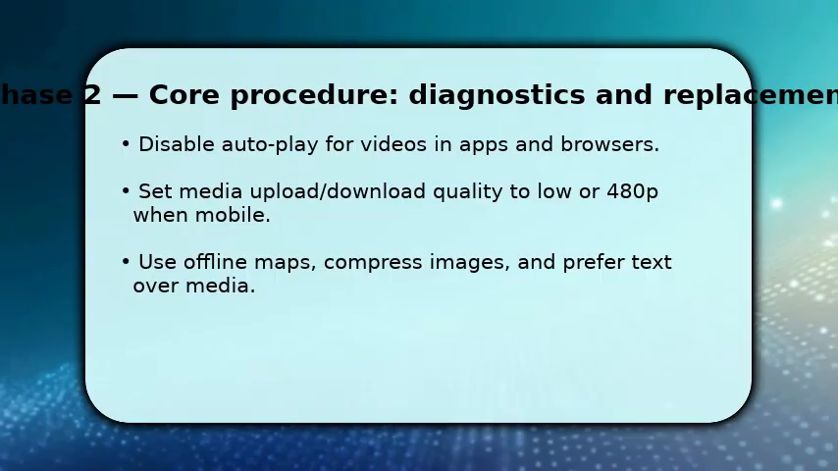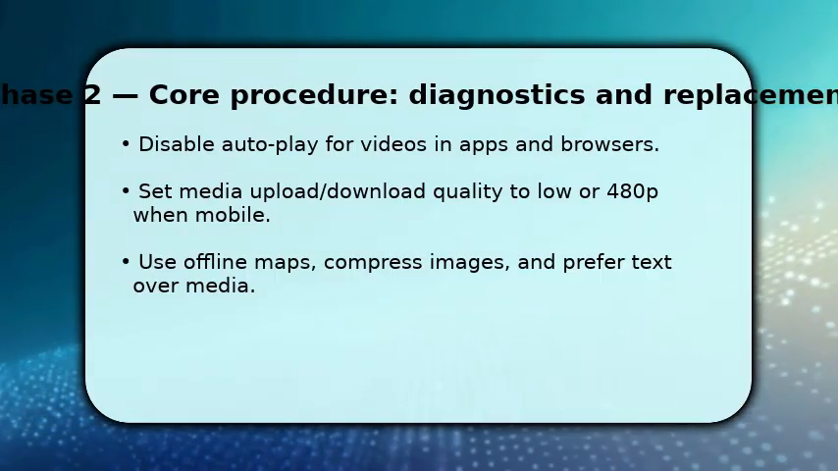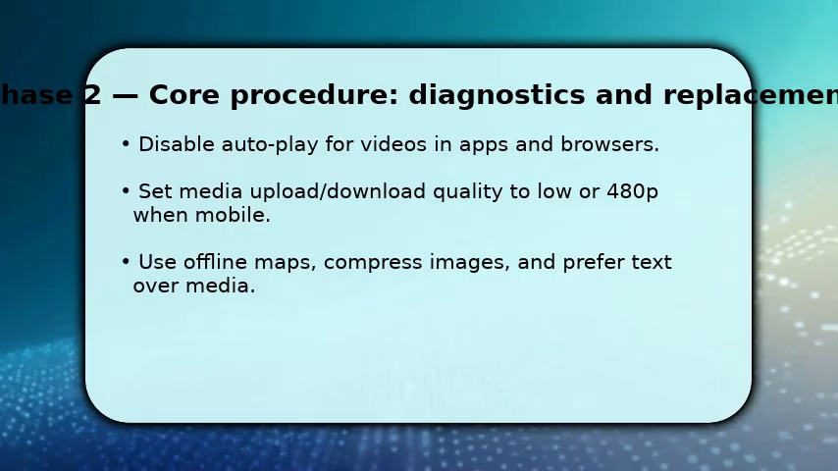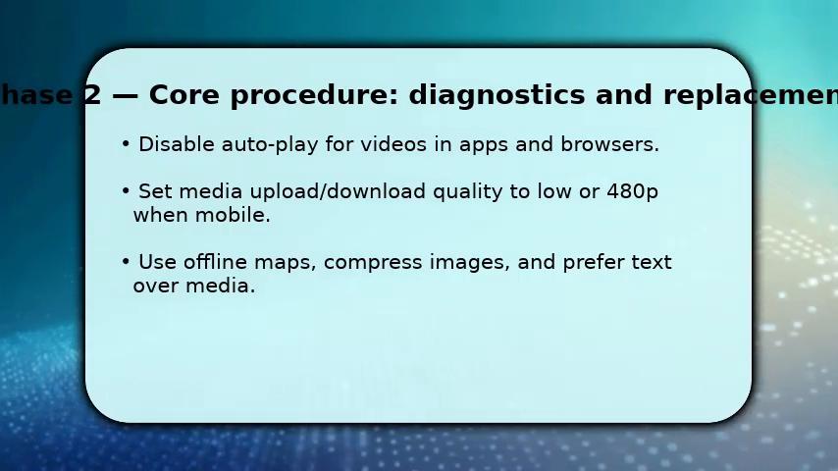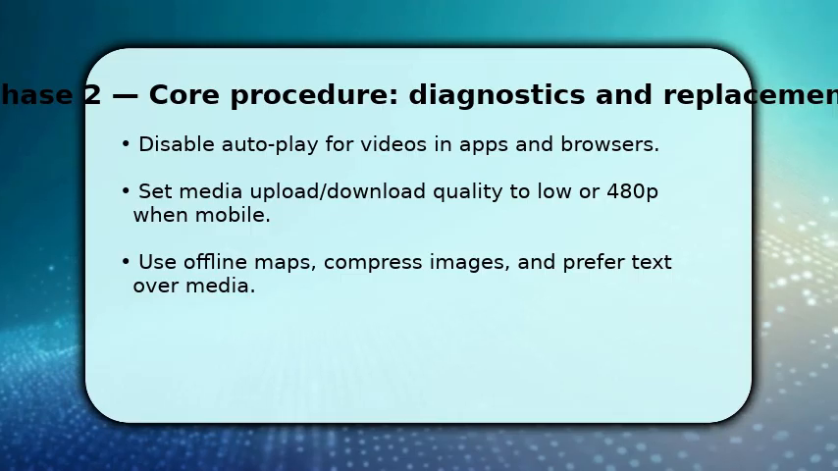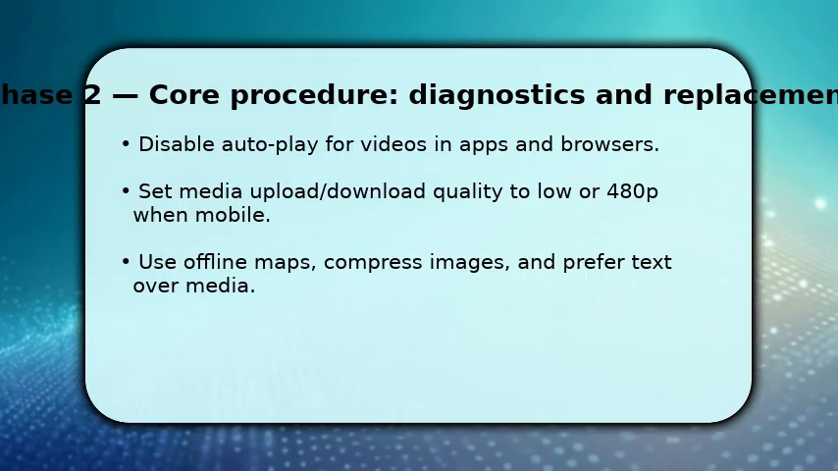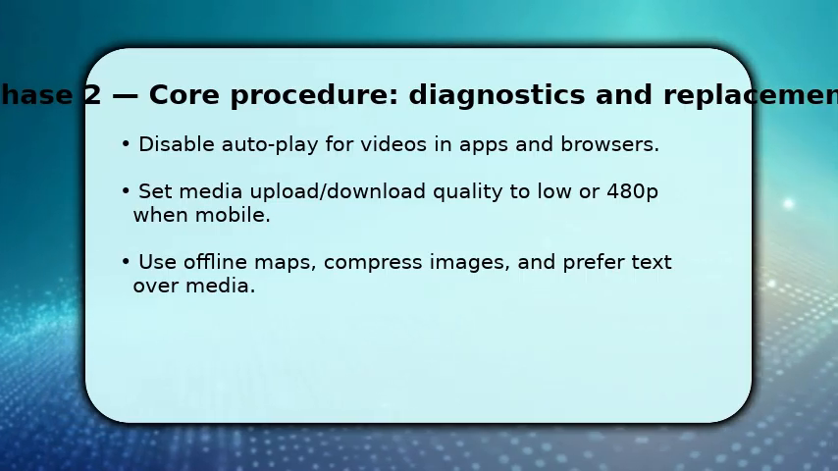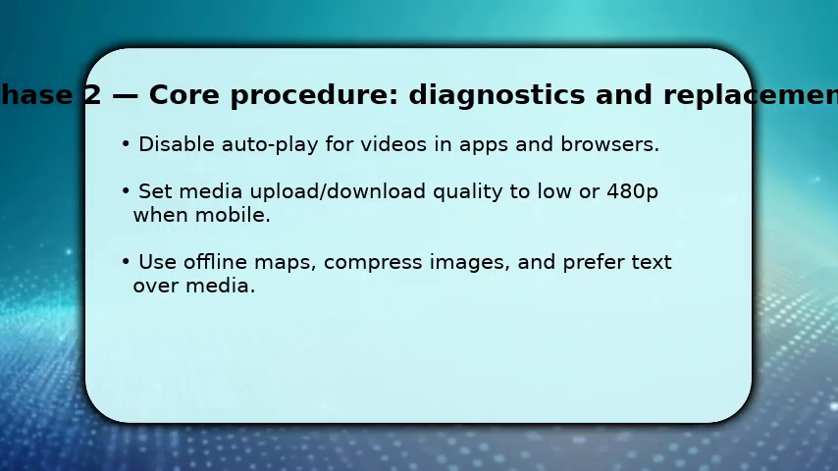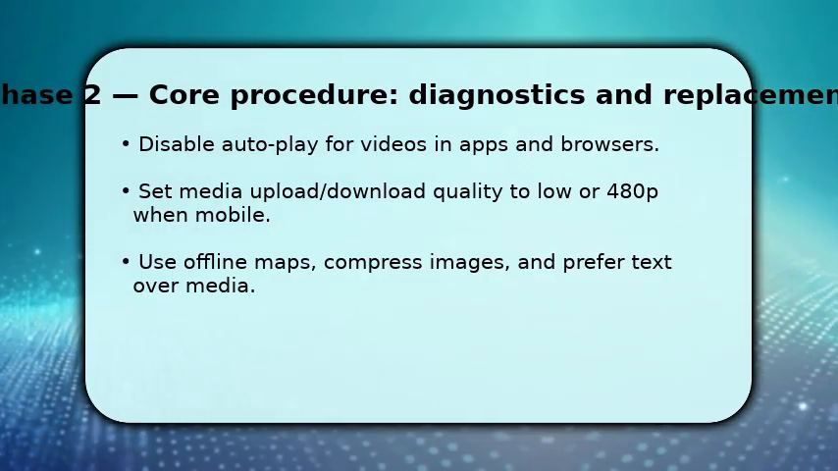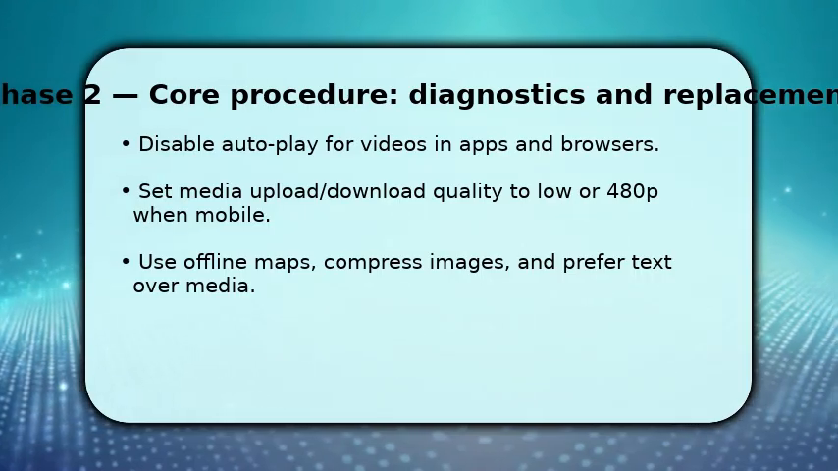You now tackle the biggest drains, streaming and media uploads. Turn off autoplay for videos in every app and set upload and download quality to low or 480p when on cellular. That cuts MB dramatically. Next, download maps and playlists on Wi-Fi for offline use and compress photos before sending. Also, adjust app sync intervals to less frequent checks. These steps reduce repeated transfers and give you predictable MB use, so your monthly allowance lasts longer.